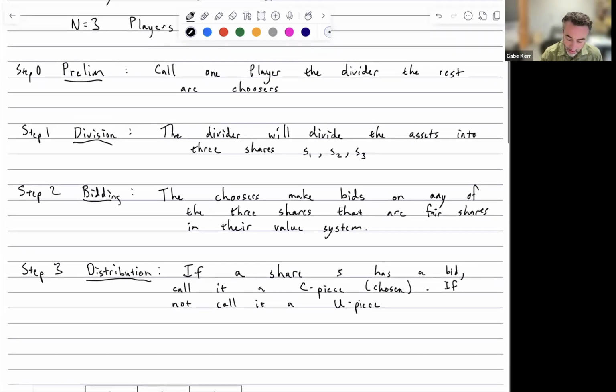Okay. So then there are two cases that we want to look at, and in this video we're going to look at one of those two cases. So case one is that there are at least two C pieces. And remember, this is all with three players, so at least two C pieces. And then case two, which we'll deal with in the next video, is only one C piece.